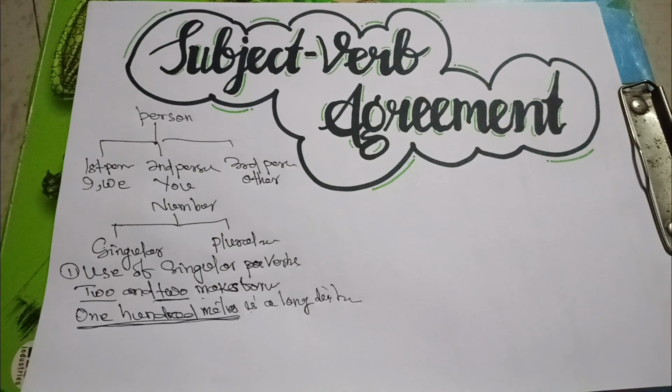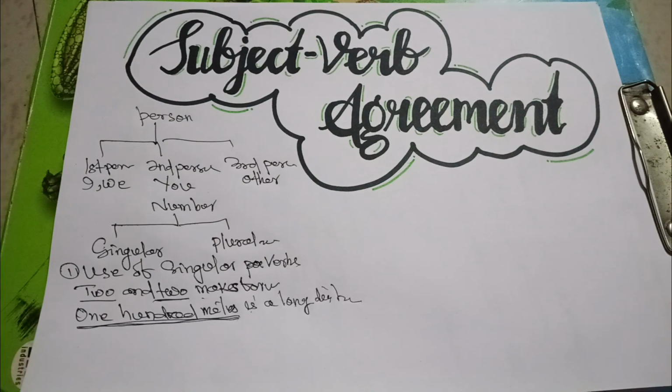In point 3, when two nouns are closely related and referred to as a single unit, in that case a singular verb is used. For example, slow and steady wins the race. That refers to one thing. Slow is a noun, steady is a noun. Two nouns connected by and that refer to a single unit, so a singular verb is used.